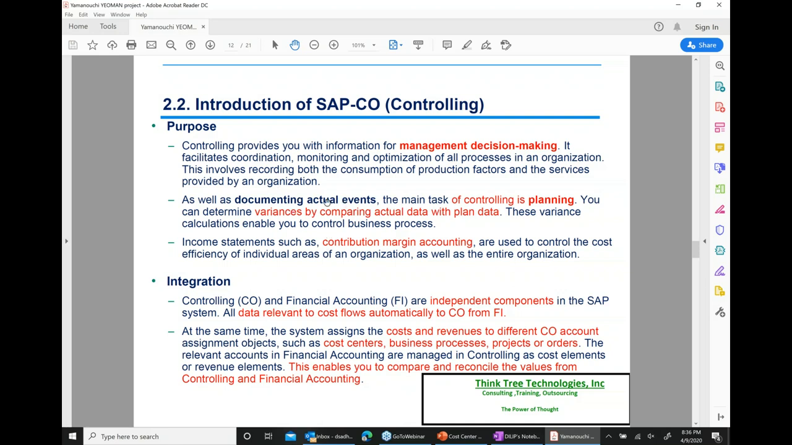Then there is also something called documenting the variances. See that planning and actual variance, by comparing actual data with the planned data. Let's understand that point. Variances by comparing actual data with plan data. Now, let's take an example. This year, my plan cost for marketing is 2 million. So that's my plan. And then I would like to see, for that 2 million plan, how much you actually incurred.